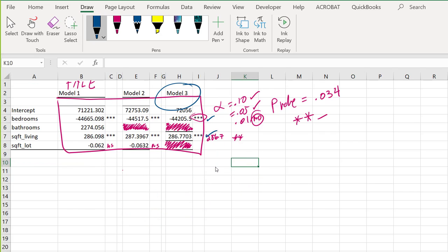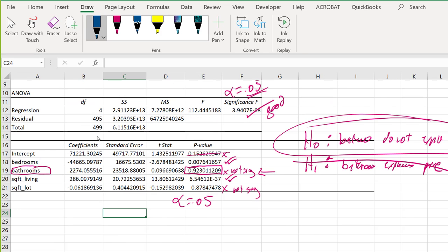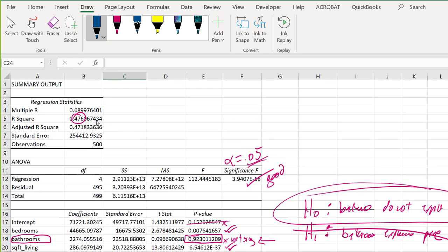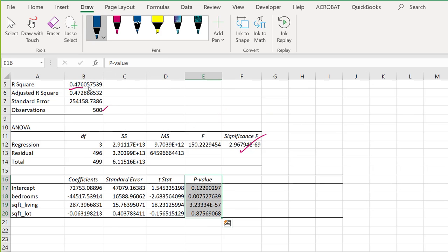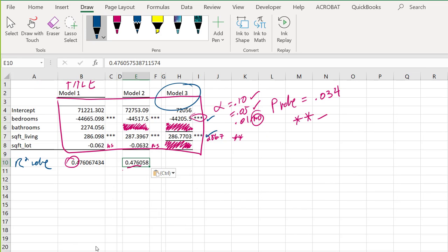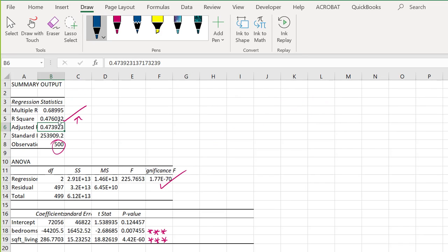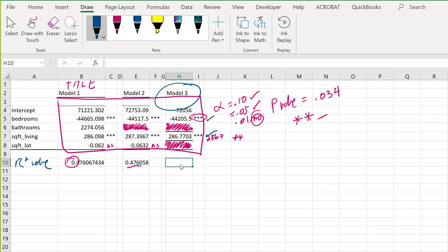If you want to, the other thing you could do, because you have it, is report the R square value, right? Let's do that real quick. R square value for regression number 1 is 0.47, right? I can put that here. Regression number 2, R squared value is 0.476. I put that one here. Regression number 3, R squared value is 0.47. You put that in there.